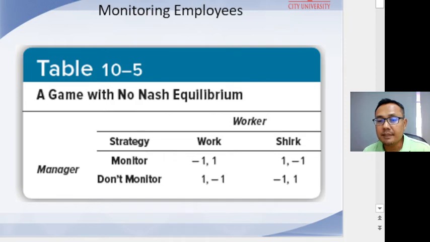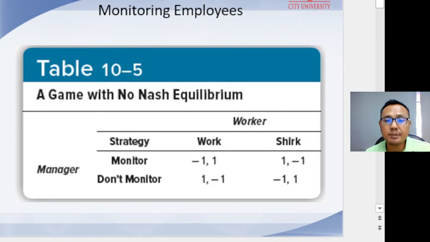So the numbers in table 10.5 are of course purely hypothetical, but they are consistent with the relative payoffs that arise in such situations. Okay, so notice that the game in table 10.5 does not have a Nash equilibrium, at least in the usual sense of the term.